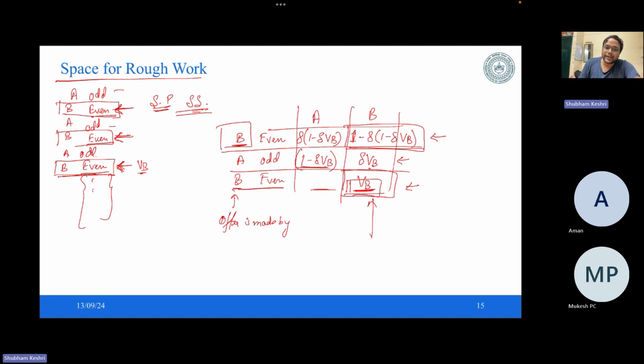There is another idea known as continuation value. It means that since we are in an infinite horizon game, the utility B is getting at an even stage will exactly match the utility which she is getting at any even stage, because this is an infinite horizon game. So this utility will be the same. Therefore, 1 minus delta times 1 minus delta VB will be the same as VB. And this is the same thing sir has done in the lecture also. If you go back, you will see this is the same thing sir has done.